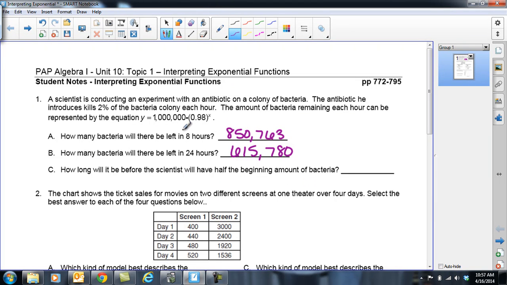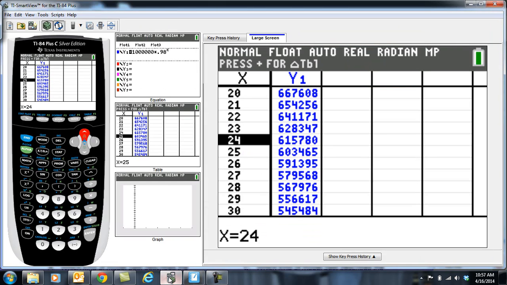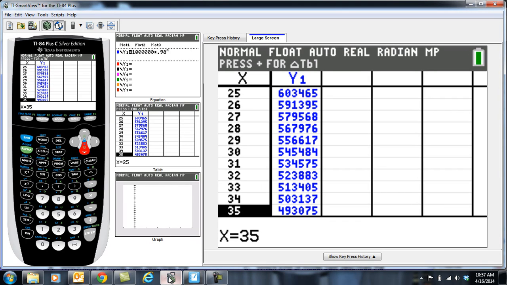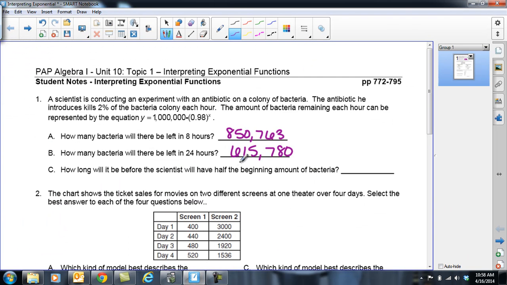Well, I started with 1,000,000. Half of that would be 500,000. And so I have to go to my calculator and see, where do I have 500,000? You should see now right here, at 34 hours, I have 503,000. At 35 hours, I have 493. Well, they want to have half. This is more than half, so I'm going to say about 35 hours. So it's an estimate. It'd take about 35 days. Sorry, hours. We're doing hours, not days. So there's that question. I used my calculator for all of it.